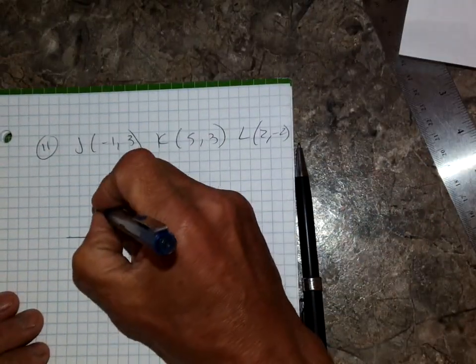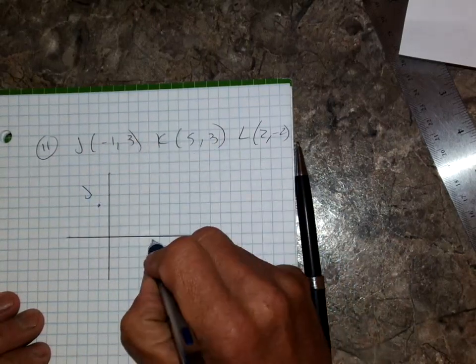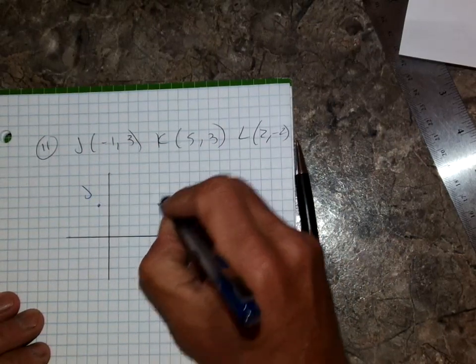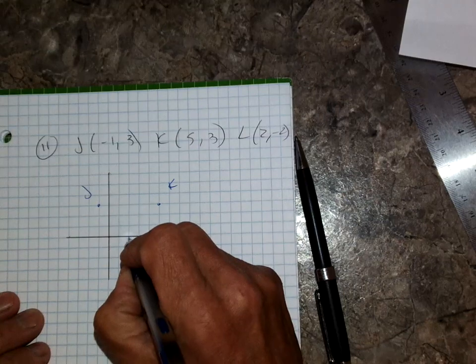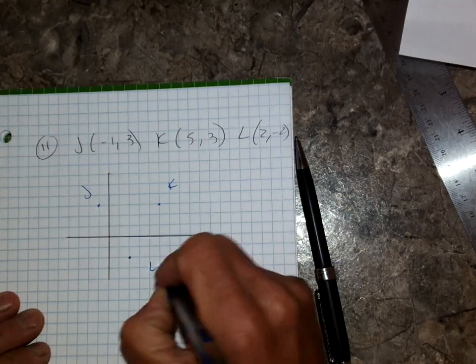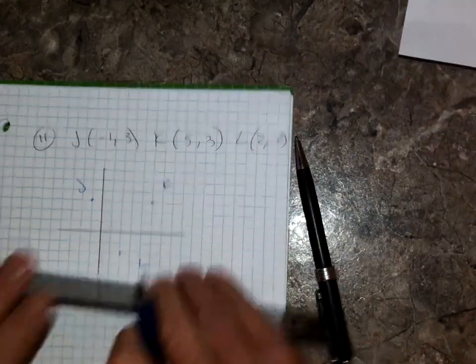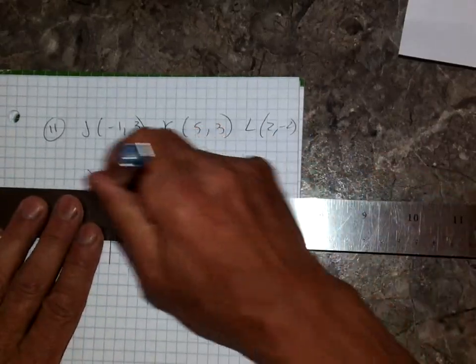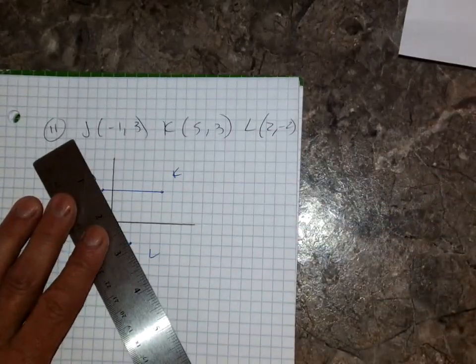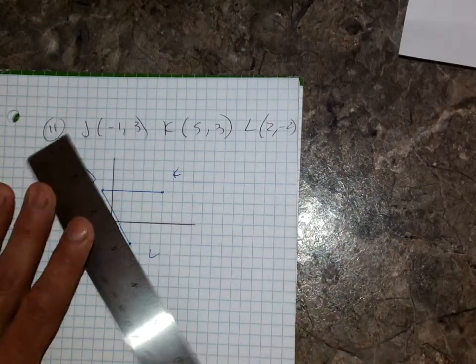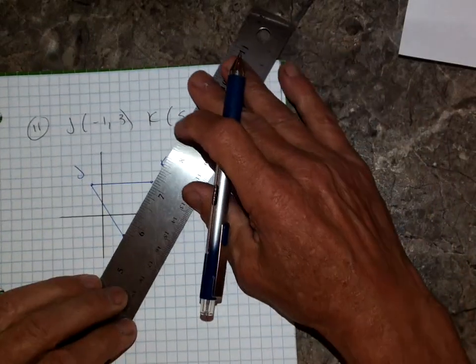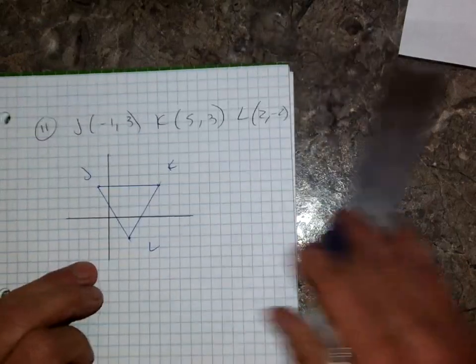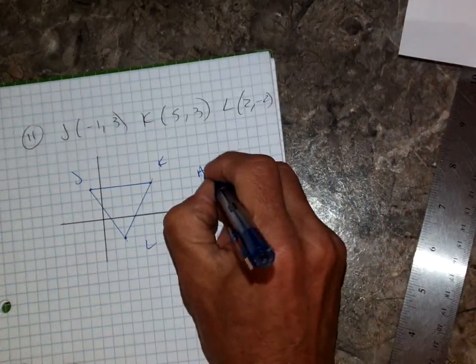(-1, 3) is J, (5, 3) is K, and (2, -2) is L. So if I draw this in, the area is actually pretty easy because you have the height of the triangle and you have its base. Let's talk about area first because area is easy.